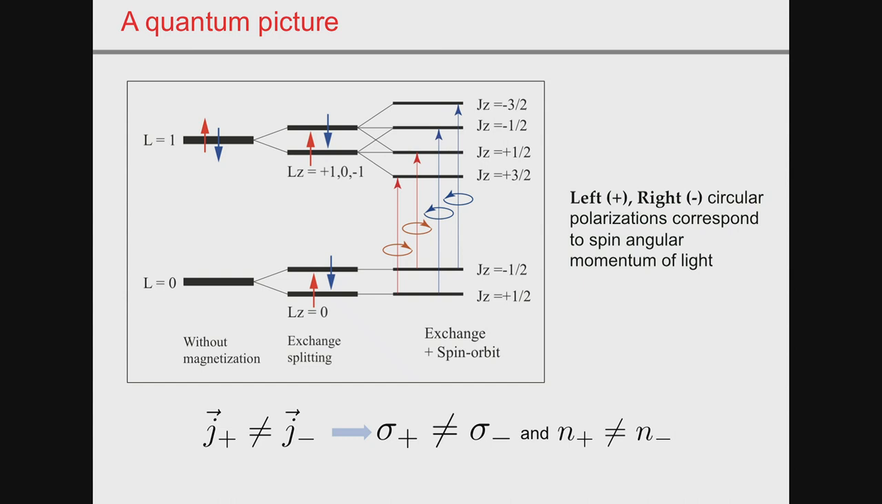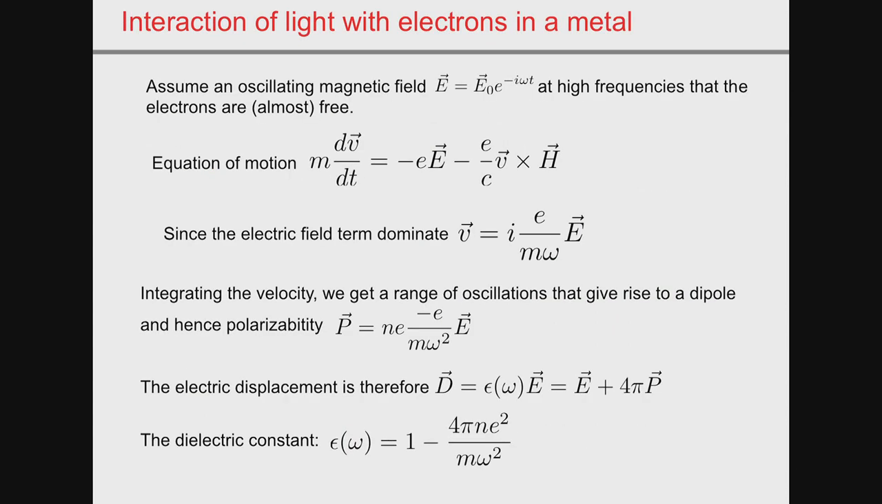If you add one, you go to the 1/2 here. And these are different transitions for right and left. Again, this means that you are going to get differences in the optical conductivities, and you are going to get differences in the indices of refraction.